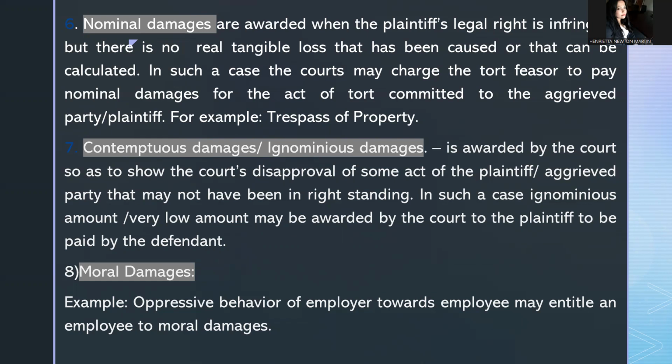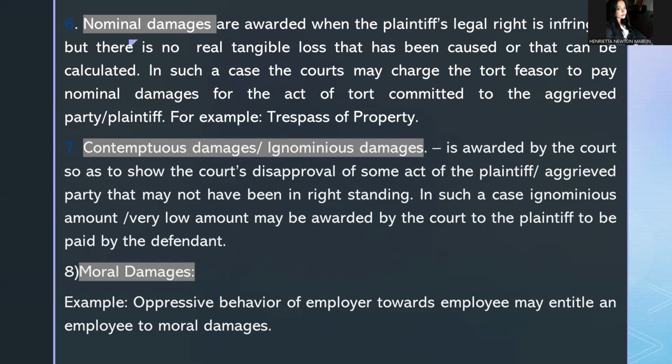Next is contemptuous damages or ignominious damages, which is awarded by the court as a sign of expressing its disapproval of some act of the plaintiff. So, the plaintiff also has not played it well, or he is not really in the right standing. The plaintiff also has committed some kind of a wrong, and he is not having a clear conscience or has not made a legitimate move while he was dealing with the tort before he filed the case.